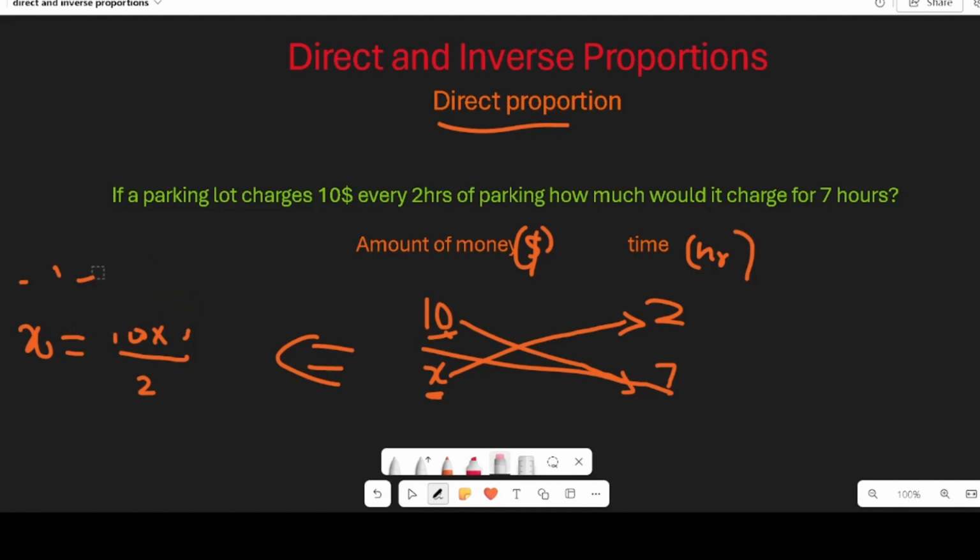Now all we have to do is just solve this. So let's just do that. That will be 2, 5, and 5 into 7, x equals $35. Very simple problem, it only takes minutes if you try and solve it by yourself.